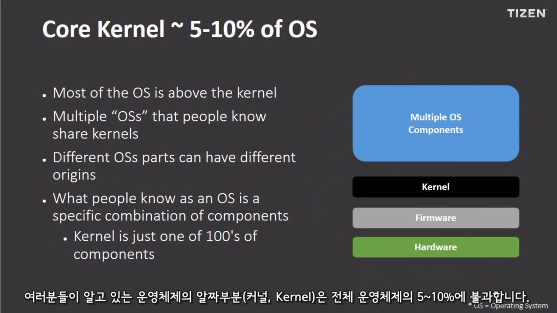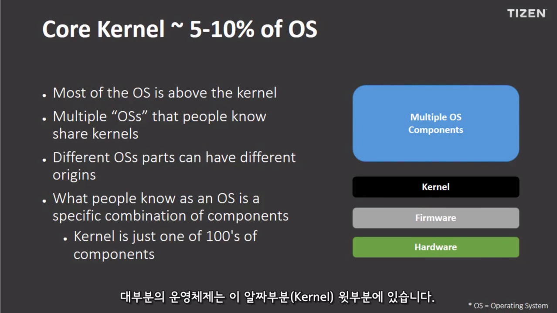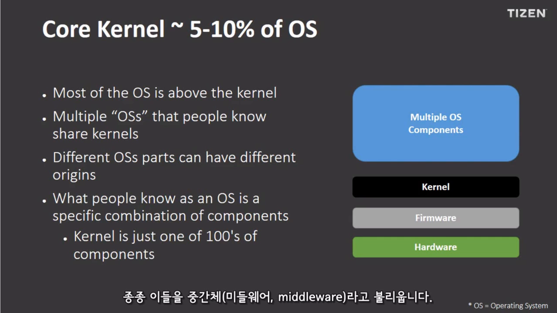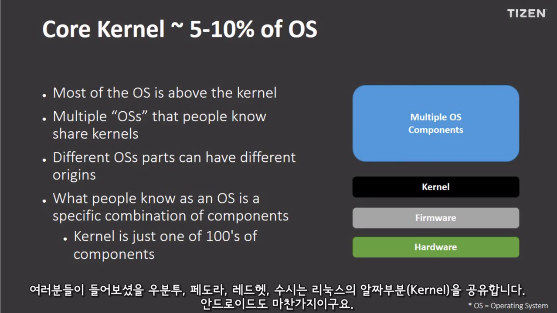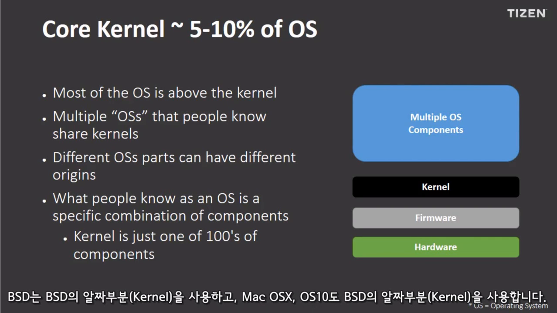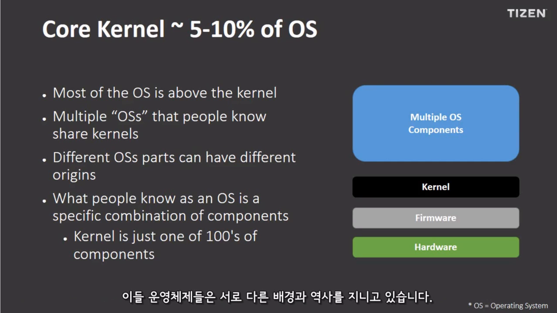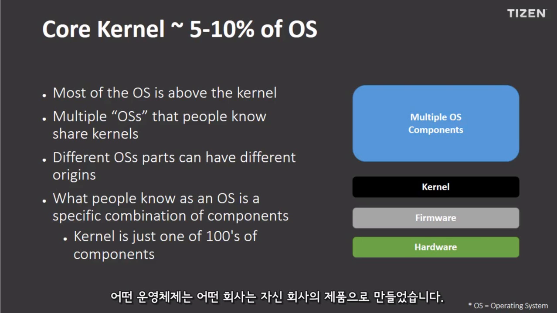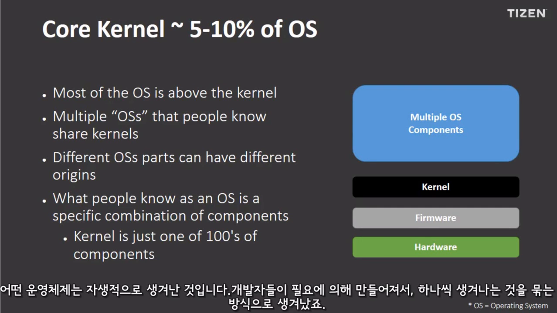Of today's modern operating systems that people know, the actual core kernel is only about 5 to 10% of the operating system. Most of the operating system is living above the kernel, and often this is termed middleware. Many operating systems that people know often share kernels. If you've heard of Ubuntu, Fedora, Red Hat, SUSE, etc., they all share the same Linux kernel, as does, for example, Android. The BSDs all share a BSD kernel, and that includes actually Mac OS X or 10 as well. They often come from different backgrounds and histories. Some have been created by companies as products, others have just grown organically by developers putting them together as they need.